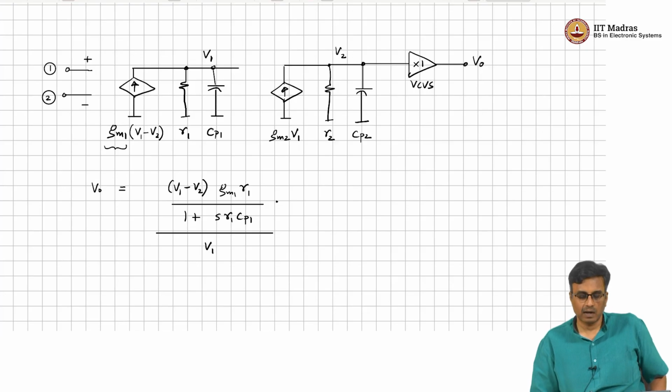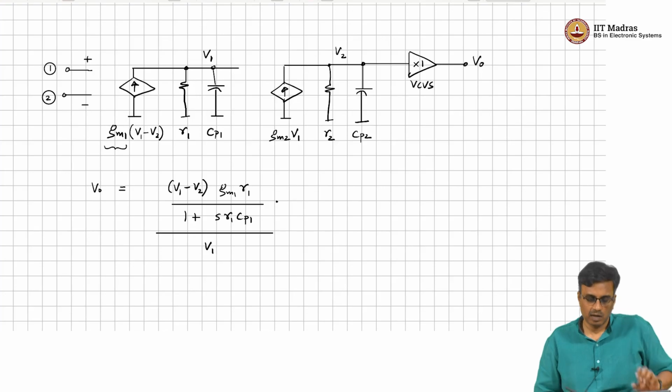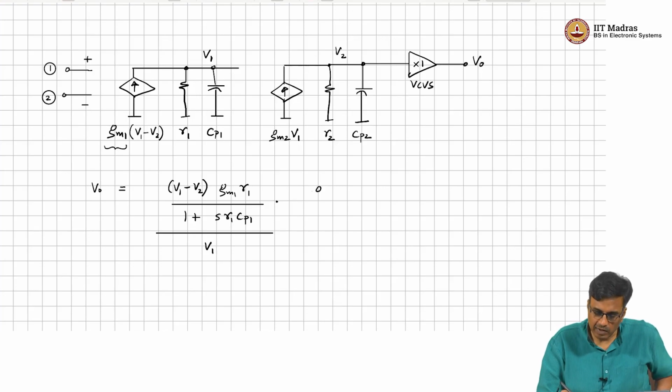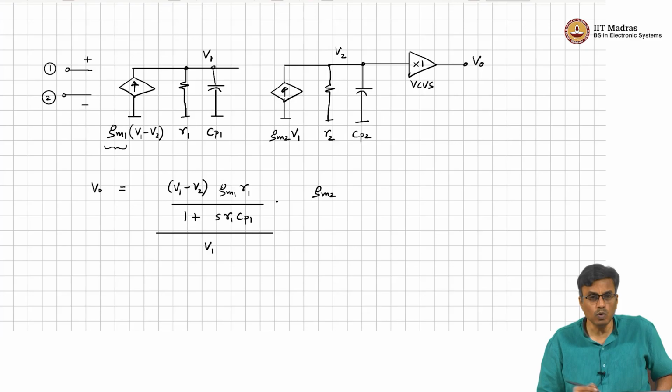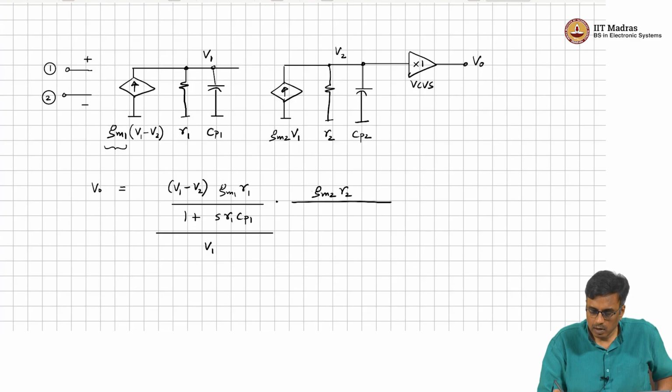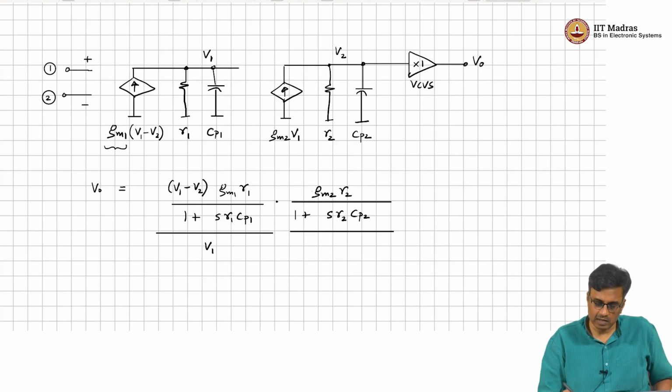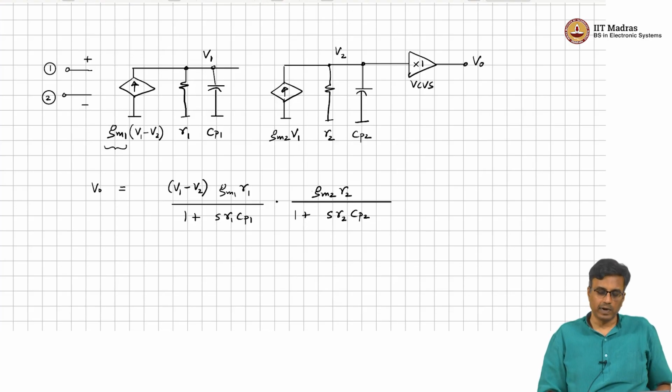Now, this voltage is going to get converted into current in the second stage. So, that is going to be multiplied by gm2, and that is going to flow into R2 over 1 plus s R2 Cp2. So that will be the gain of the second stage. This is the output V2, which is also the same as Vo.